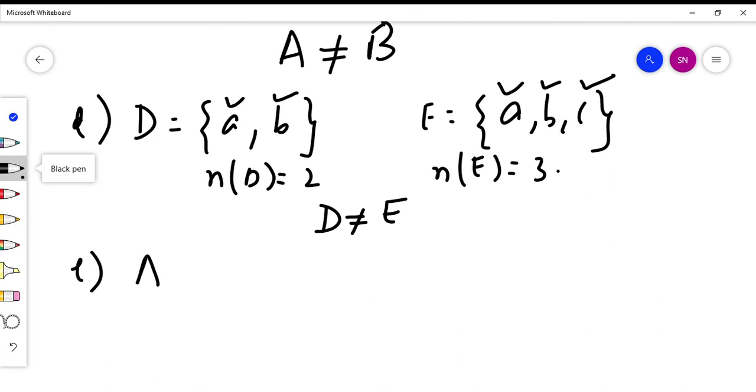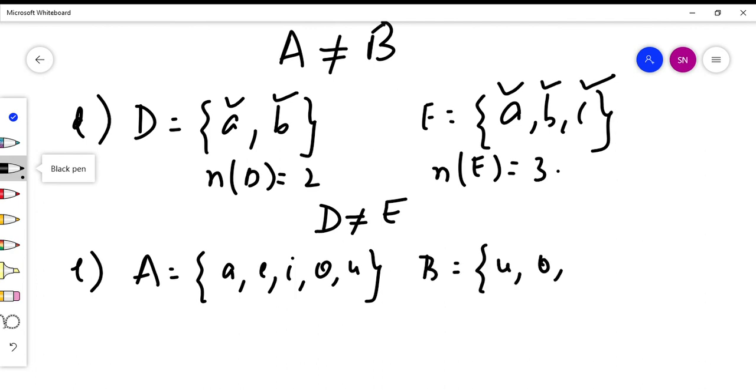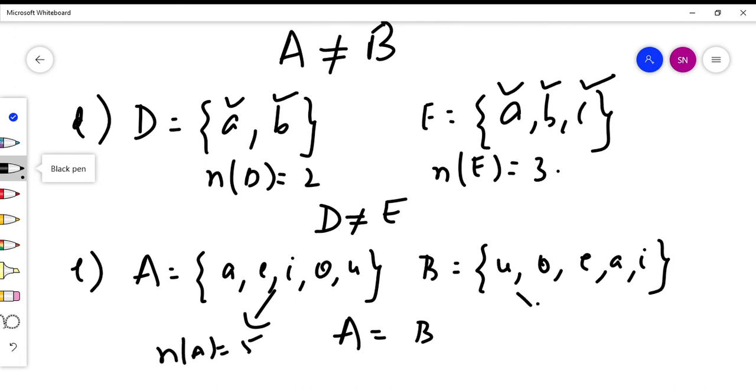Again, I'll write set A is equal to {A, E, I, O, U}. Again, I write set B is equal to {U, O, E, A, I}. I can tell set A is equal to set B. Here the cardinality n of A is equal to 5. Similarly, n of B also is equal to 5. In this case, both cardinalities are the same. Elements inside the set are also the same. So therefore, I come to the conclusion that it is an equal set. Set A is equal to set B.